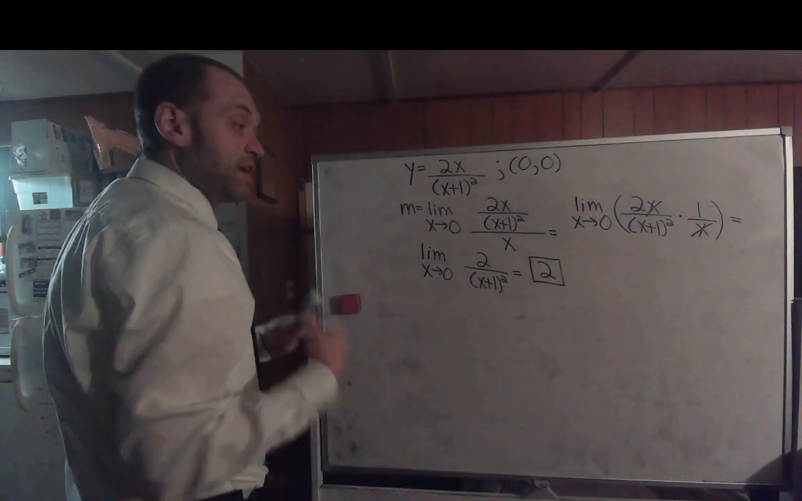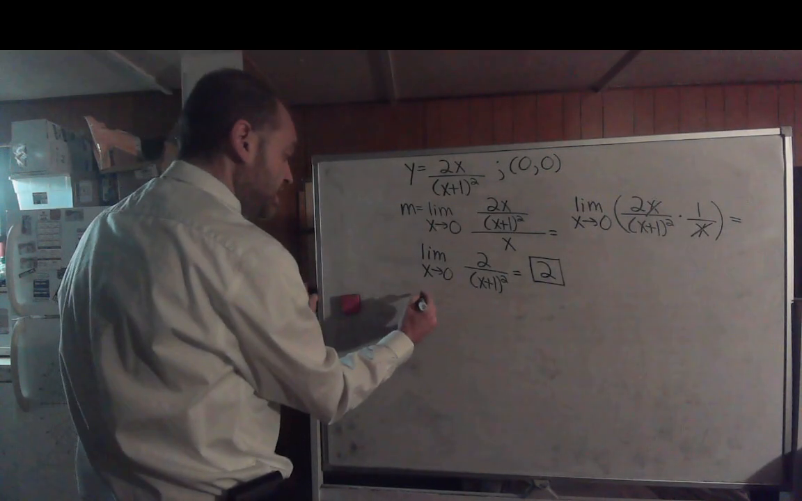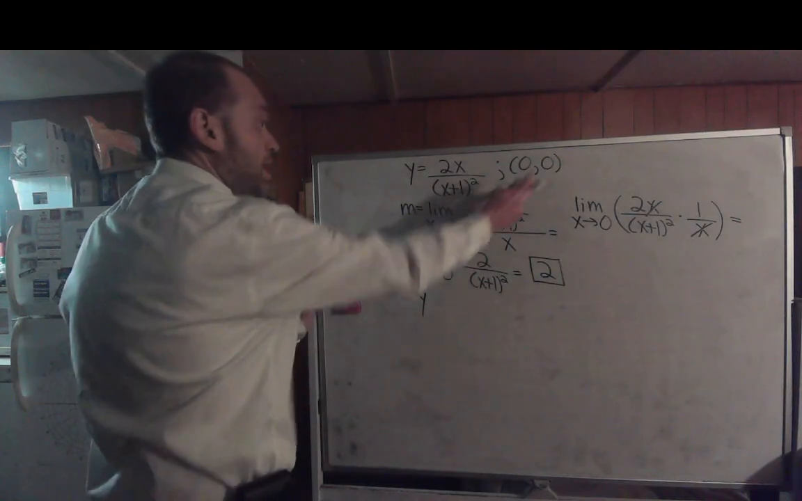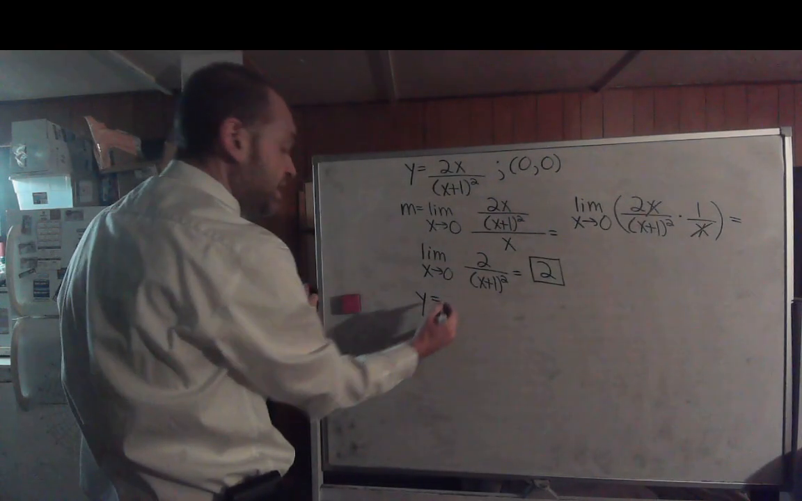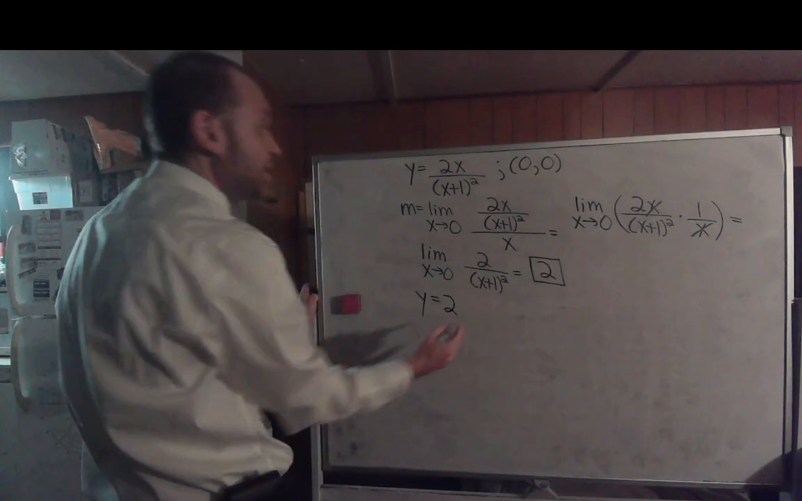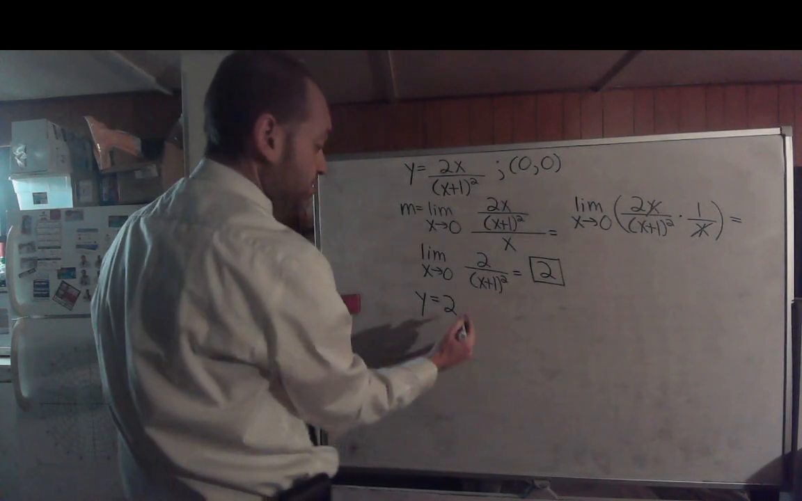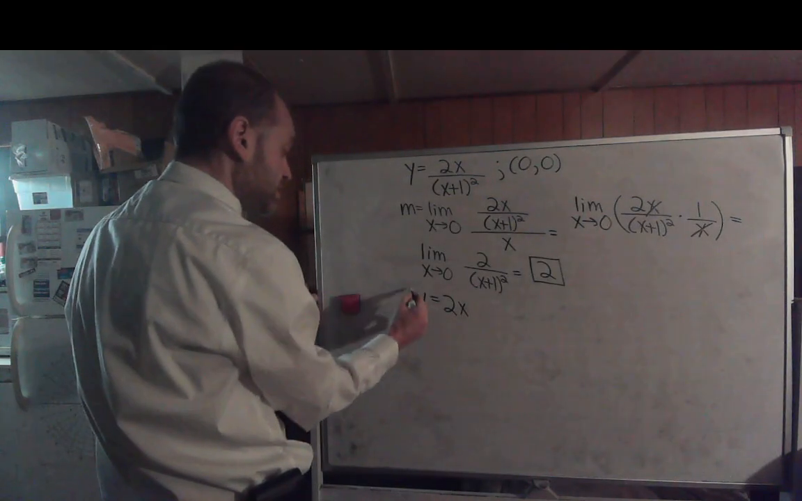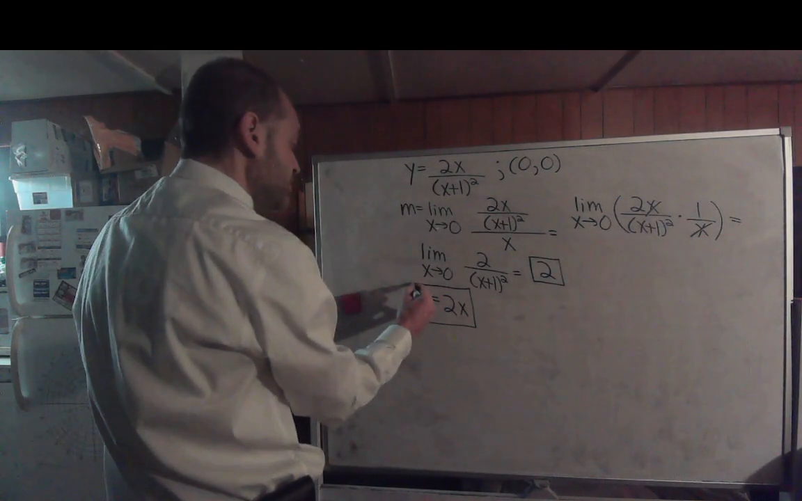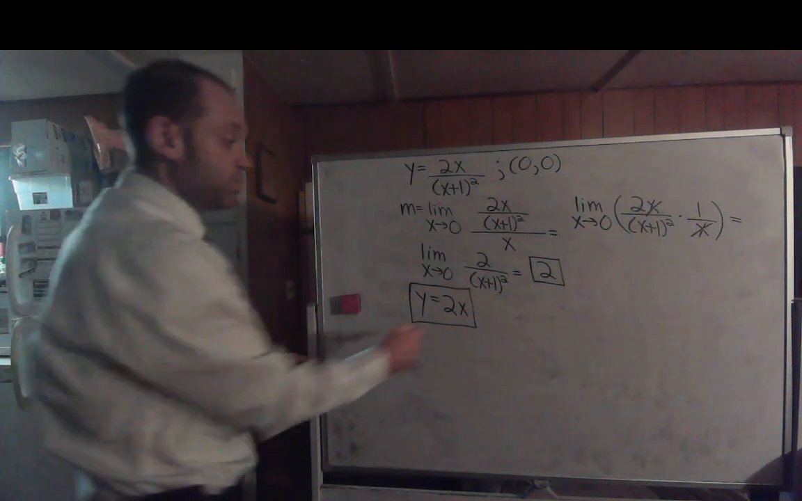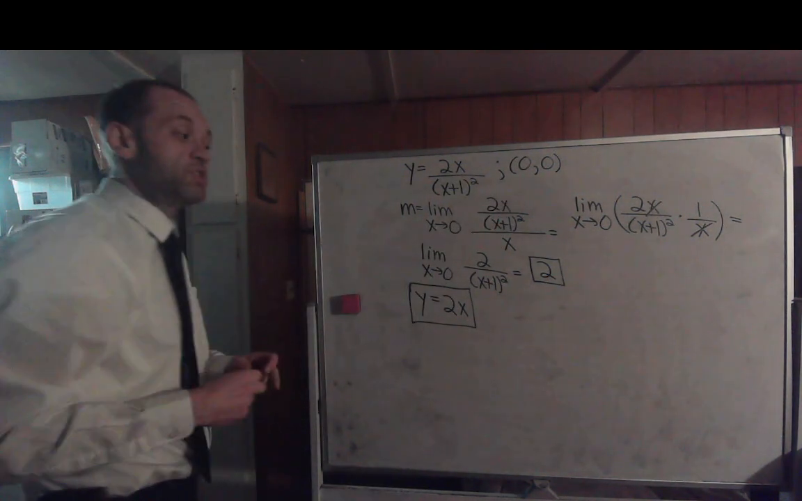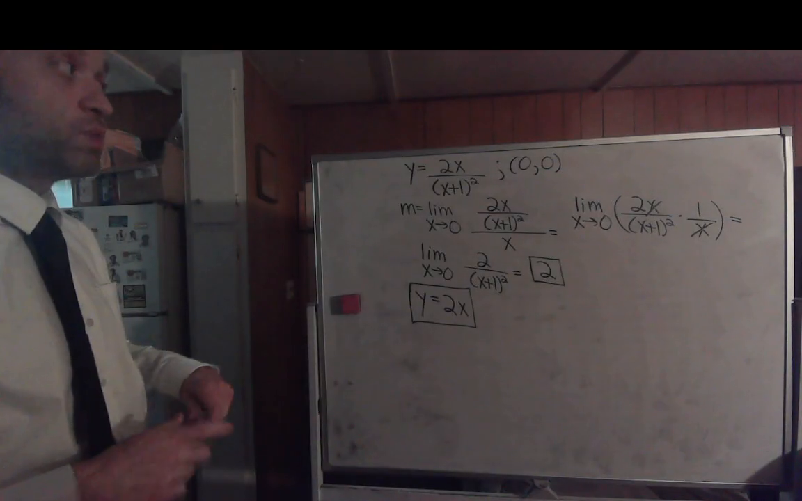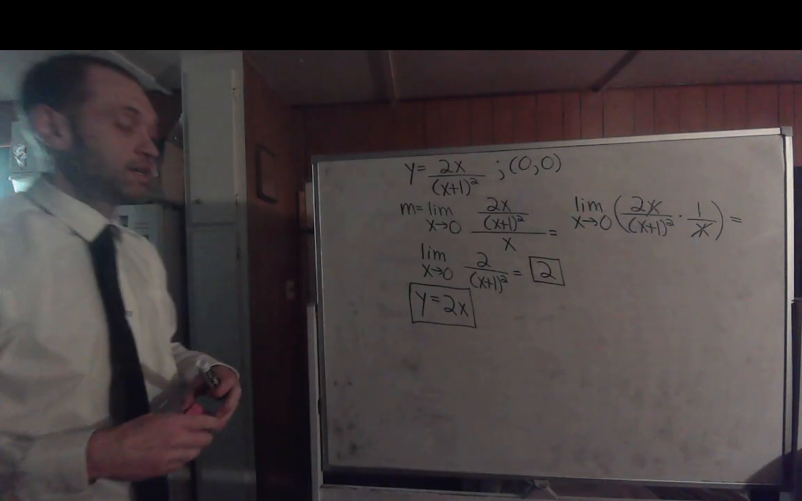Now we can find the equation of the tangent line. If we take y minus 0, we just get y equals that slope of 2 times the quantity of x minus 0, or simply 2x. So the equation of the tangent line at the origin would end up being y equals 2x. That one actually wasn't quite as bad as it looked.